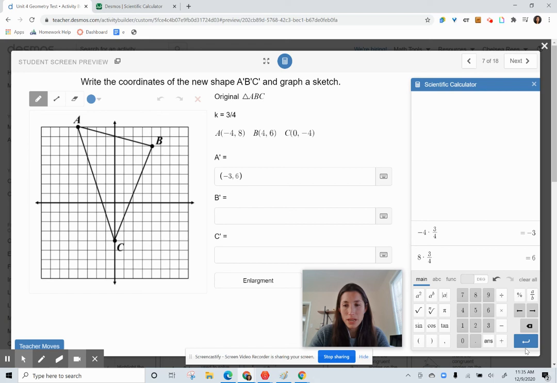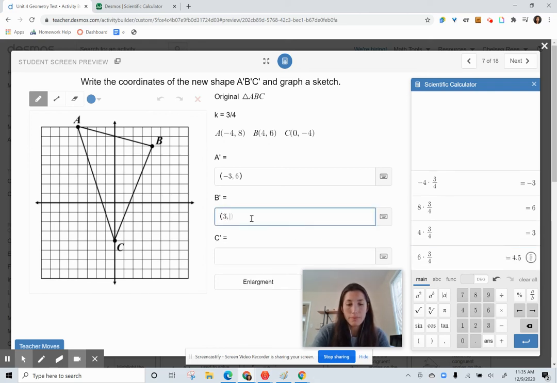And our next coordinate, we're going to multiply 4 times 3/4. And then a 6 times 3/4. That's going to be 3 and 4.5. And then our last coordinate here, C. Anytime we multiply 0 times any number, that's just going to be 0. And then -4, we've already multiplied that out, and that's going to be a -3 here.